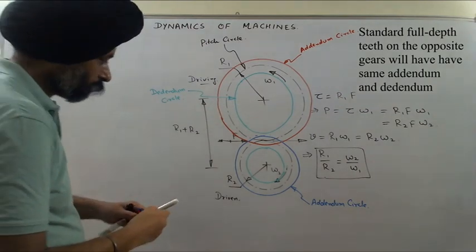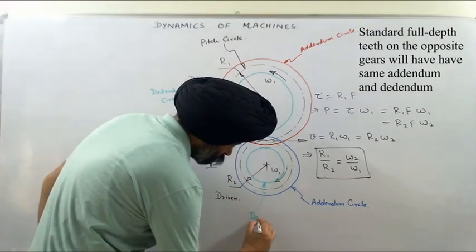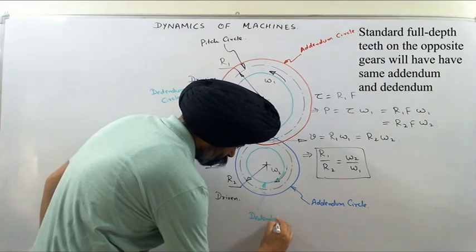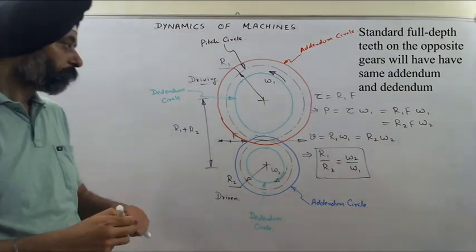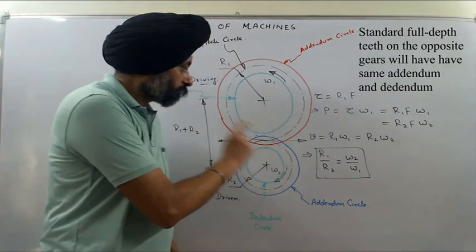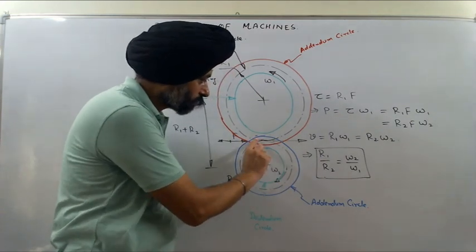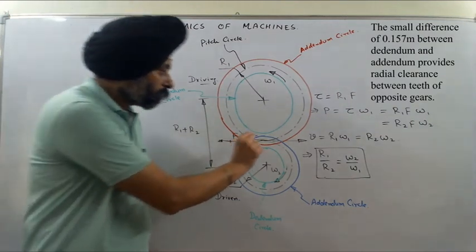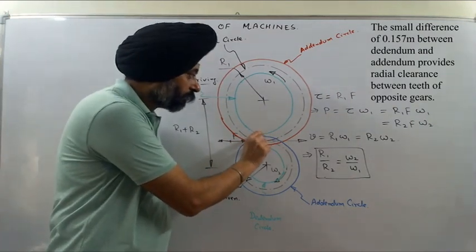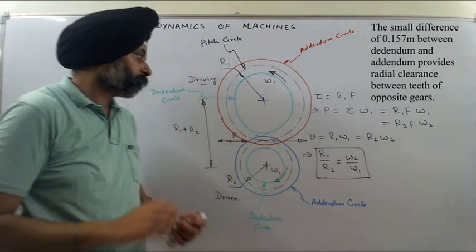And so here again we have the addendum circle. Now, of course, the addendum circle of either of the gears should run clear of the dedendum circle of the opposite gear. So here we have got a little bit of clearance. Likewise, here also we have a little bit of clearance.